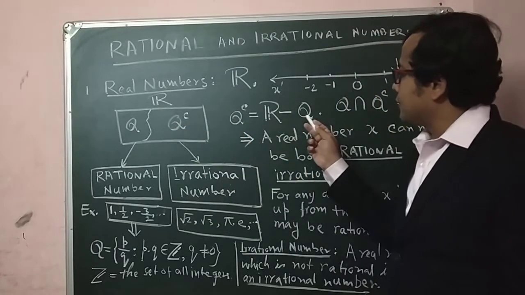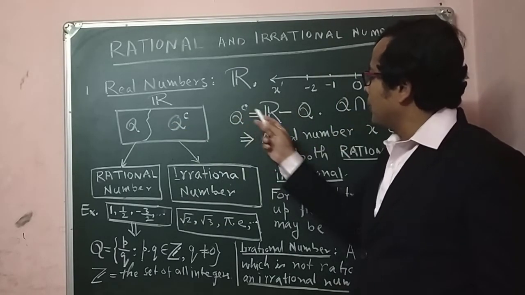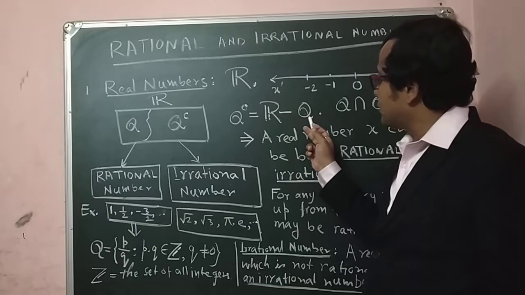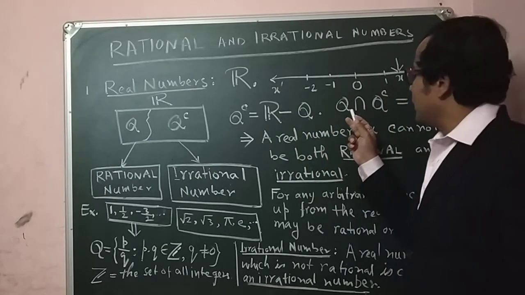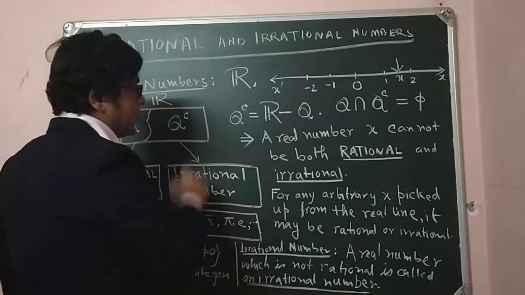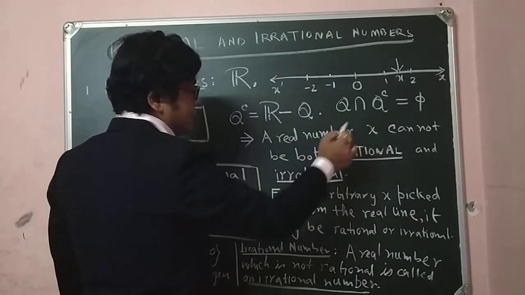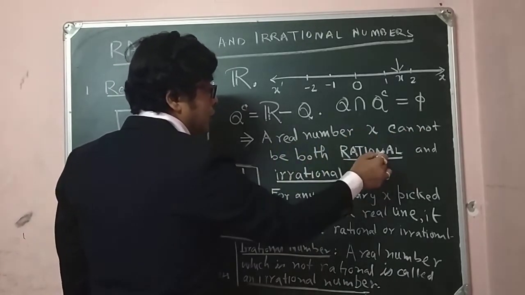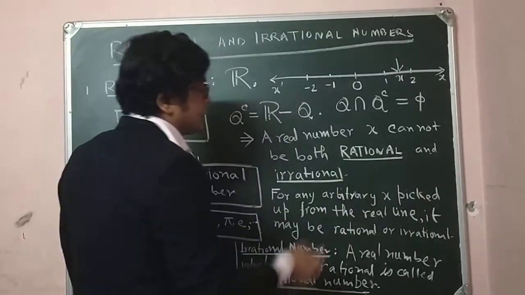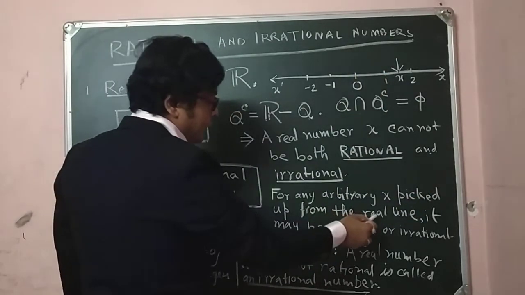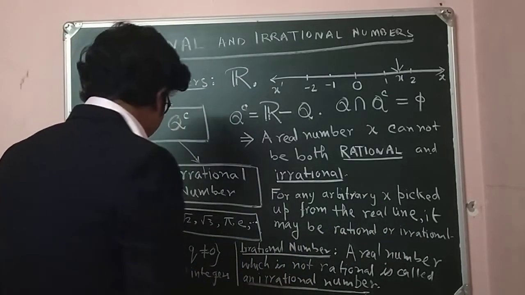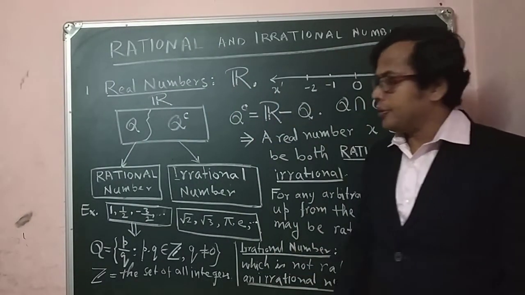From this we can see the definition of the complement: Q complement equals R minus Q. That is, the real numbers which are not rational numbers. And we know that for the complement property, Q intersection Q complement equals the empty set. This means that any real number x cannot be both rational and irrational. That is, for any arbitrary x picked from this real line, it is either a rational number or an irrational number.